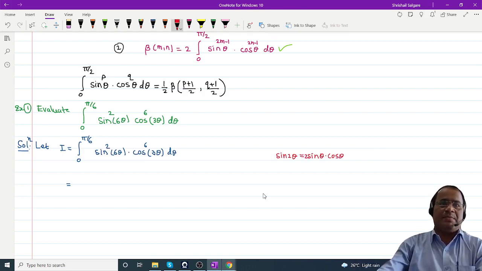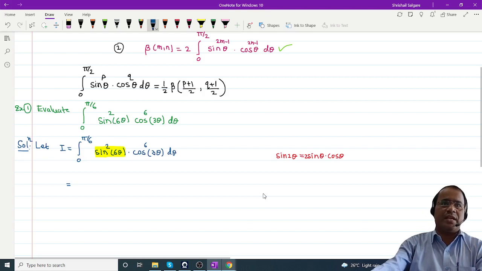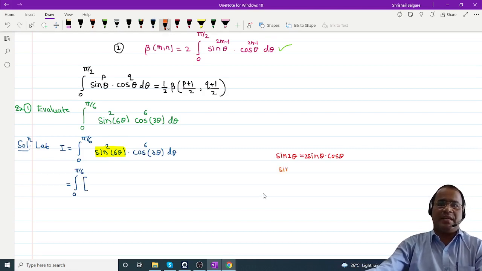That means this property I will apply for this bracket. The square remains as it is. Okay. So for the square nothing, 0 to pi by 6, that I will write as it is. In the bracket, first I will write the sine 2 theta result, meaning it can be written as sine of 2 into 3 theta.